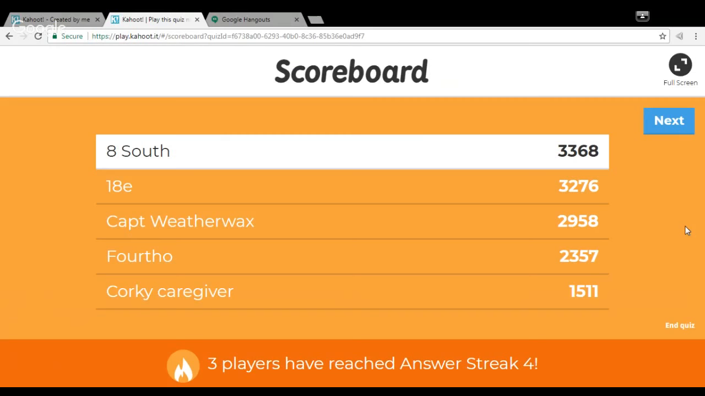8 South, you cardiac gurus, you coming in at 3,368 points right now with 18 East. Again, those cardiac nurses seem to be rocking it out. Captain Weatherwax coming in at a good place. Fourtho coming in at 4th, and Corky Caregiver finally joins the board with us. Welcome, Corky Caregiver, coming in at 4th.